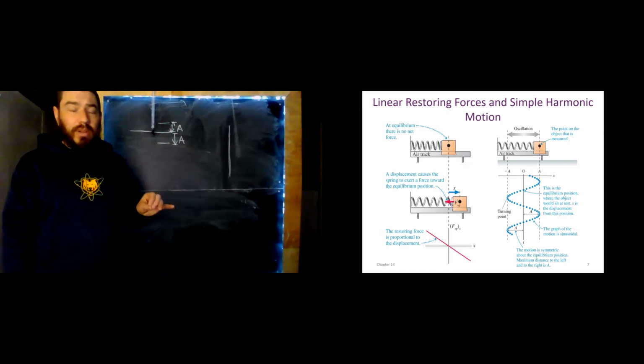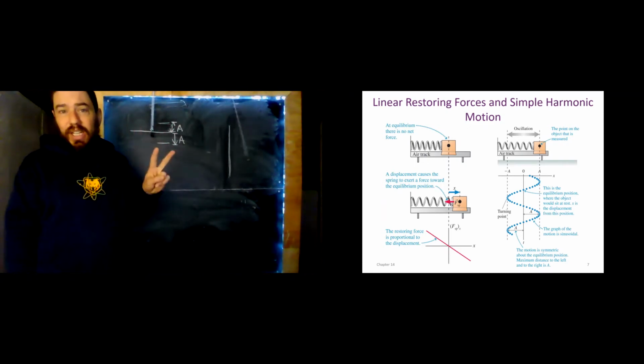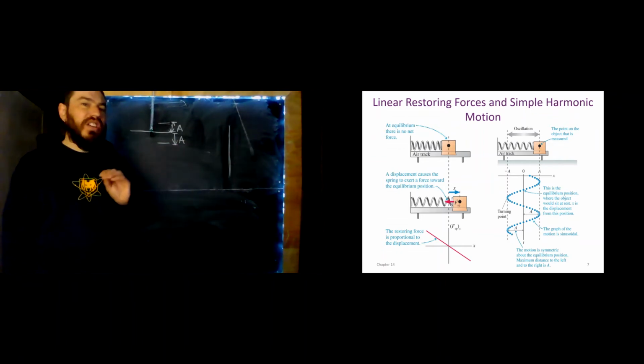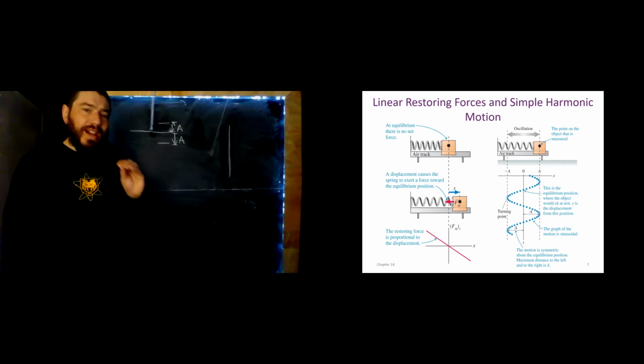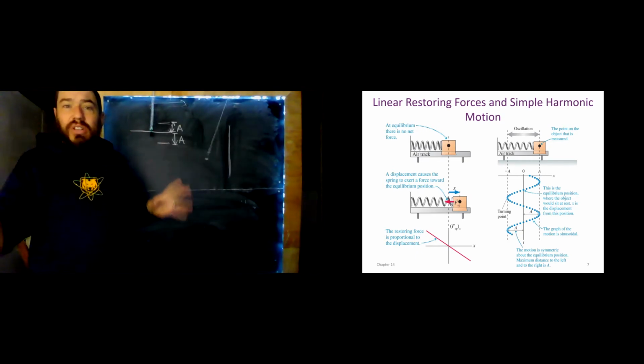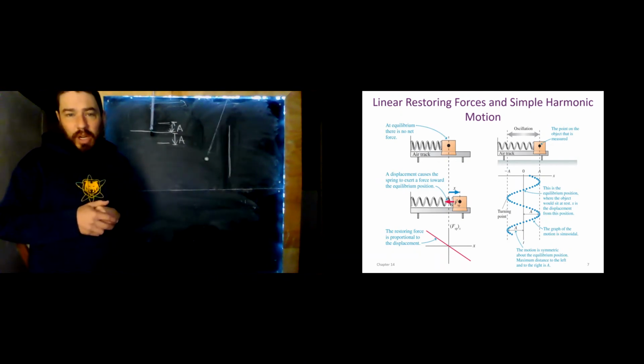Well, what makes it simple harmonic motion is that the restoring force is linear. We'll revisit that in one moment. Why do we care about it? Because we can describe it with sines and cosines. Let's see how that works. It just naturally falls out. Sines and cosines just naturally fall out of simple harmonic motion.